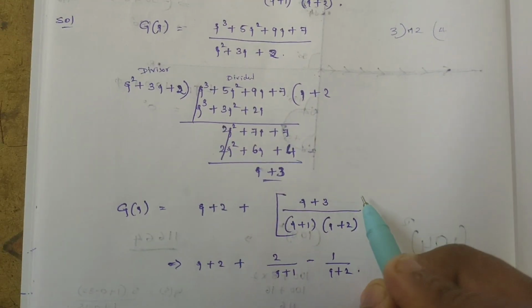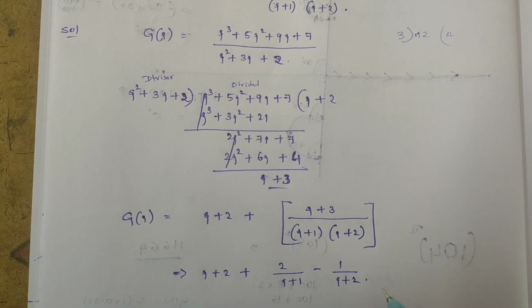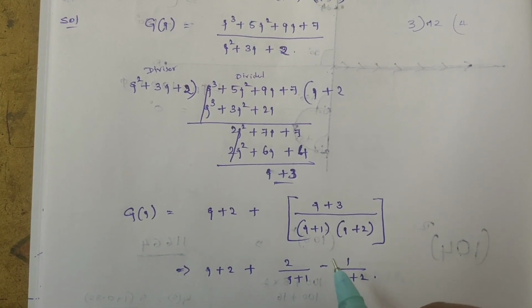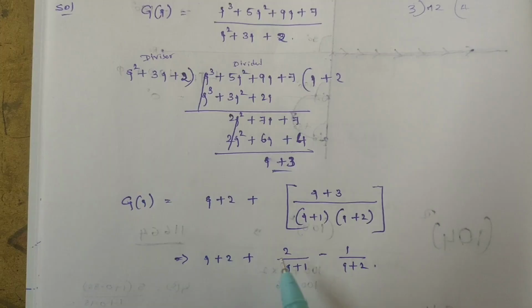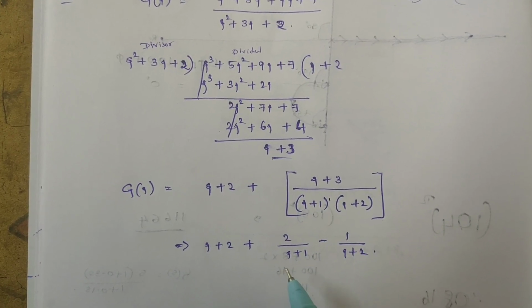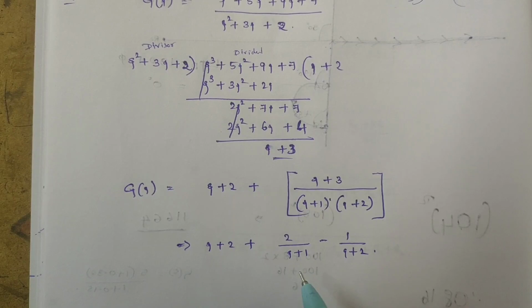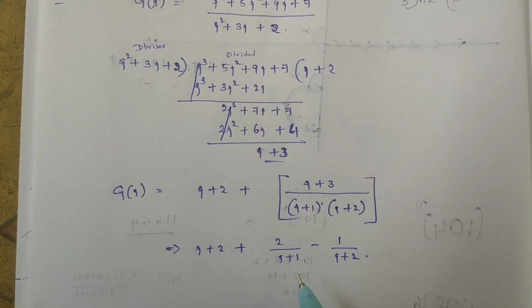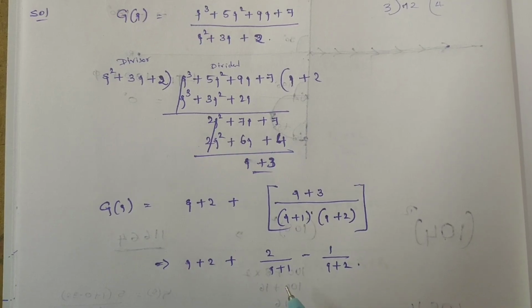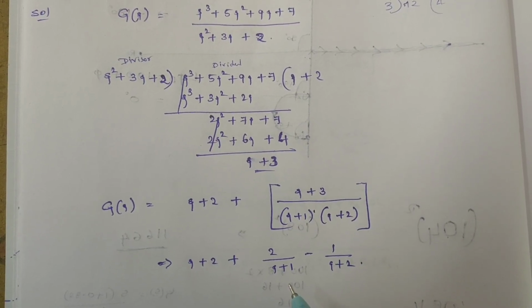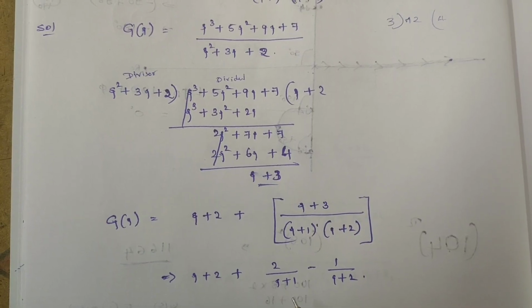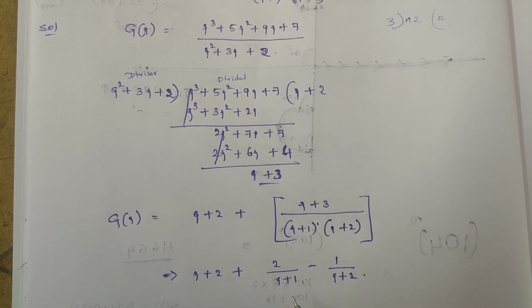So we can write it in this form: quotient plus remainder by divisor. By making this into partial fractions, you will get s plus 2 plus 2 by s plus 1 minus 1 by s plus 2. From this problem you can understand that the order of the numerator should be less than the order of the denominator.